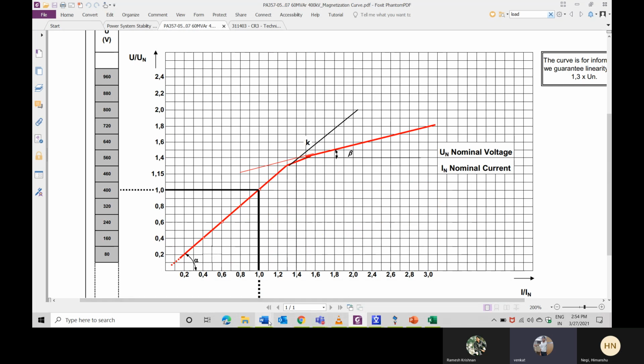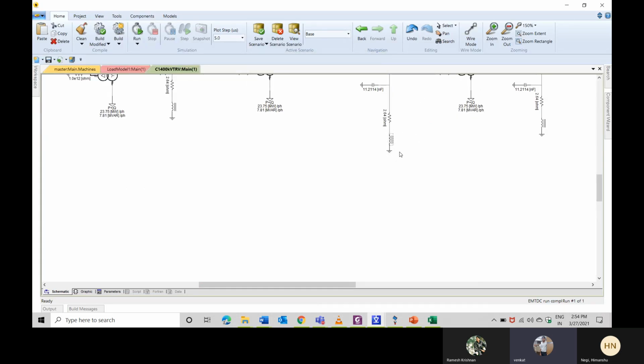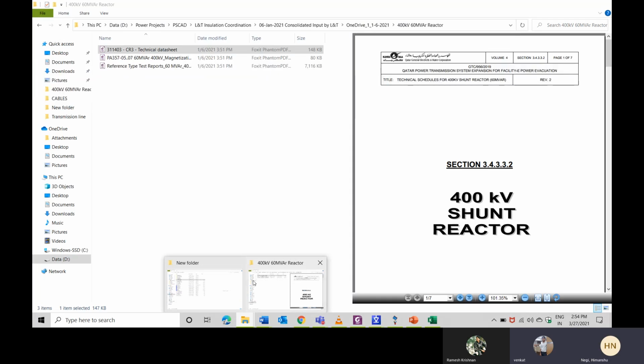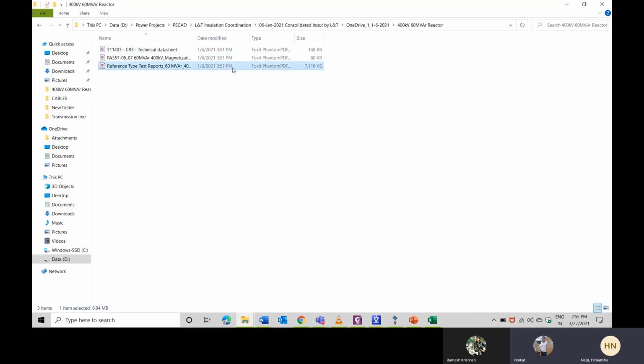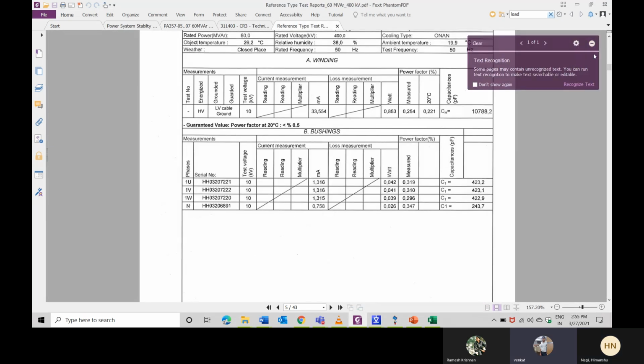When you are going to model a shunt reactor, the other details we have to get include the bushing capacitance value. We cannot get that bushing capacitance value from anywhere else. We can get that value from a reference test. If they have done any test for the particular reactor, we can get that value from it.